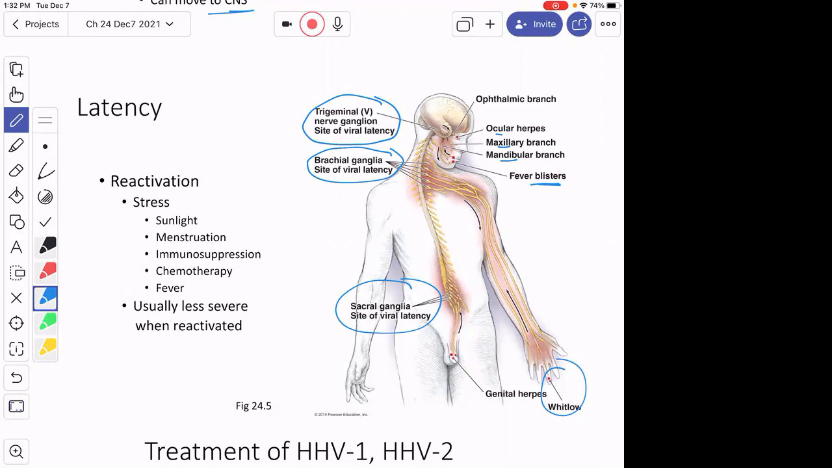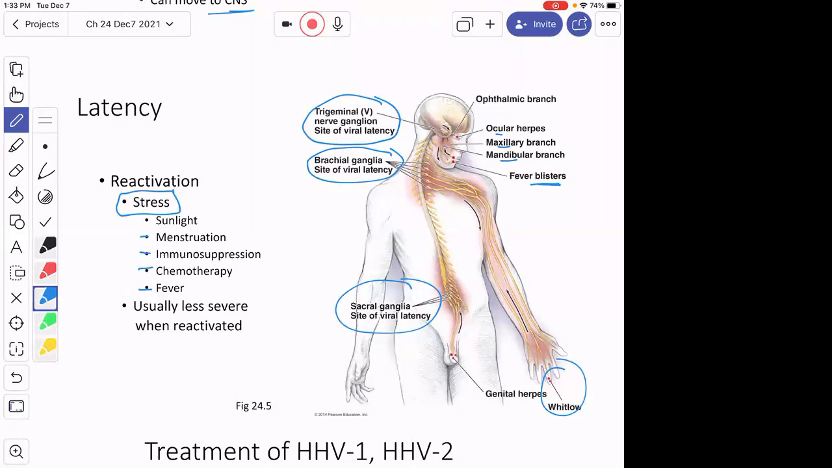What causes it to reactivate and start replicating again? Sometimes we don't know. Usually it will have something to do with some kind of stress. So just being outside on a sunny day could be considered stress. Menstruation, some kind of immunosuppression. So maybe you're on a steroid drug for a time and that causes a reactivation. Certainly having cancer, going through cancer treatments, or maybe just being sick with the flu or having some kind of a fever.